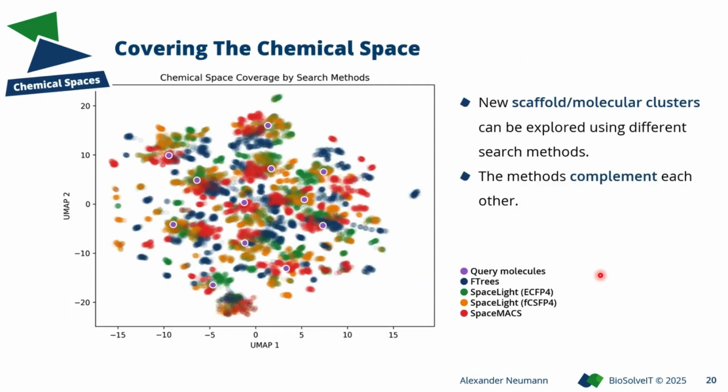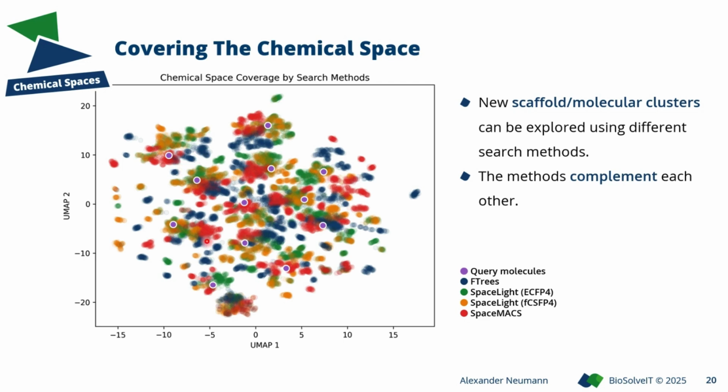So this is an example of what I did with 12 compounds, just to provide you with an idea of how well each method complements each other to cover the chemical space. You can see quite nicely that every query molecule gets its own cluster, very separated from each other, and each method is able to provide something in the periphery of our query structure.